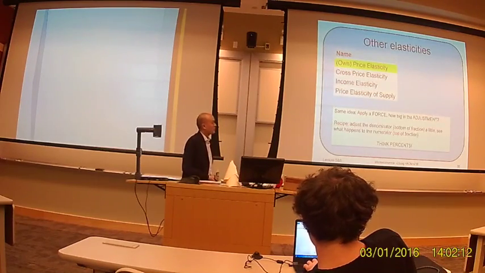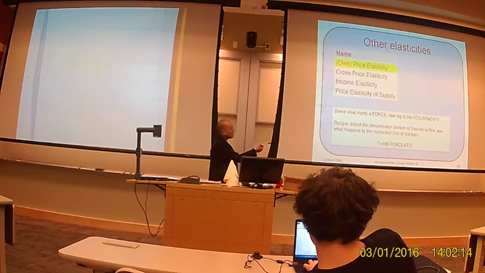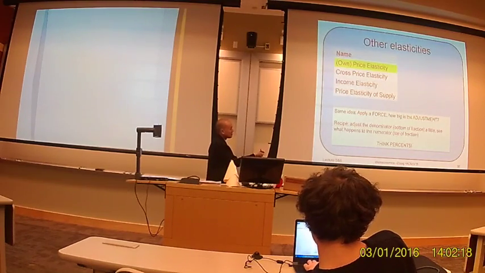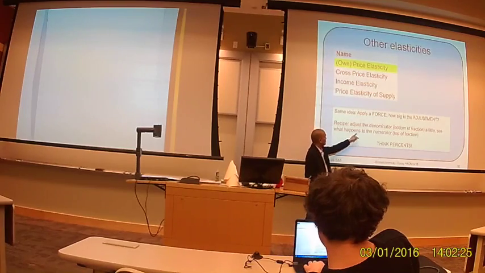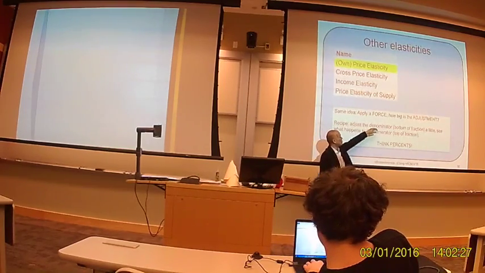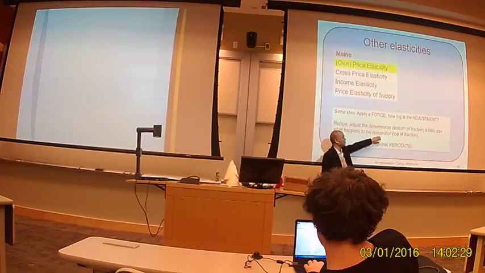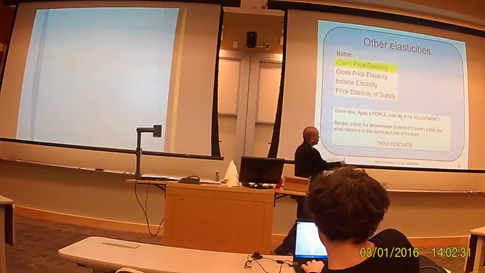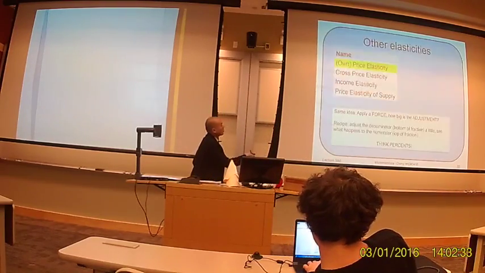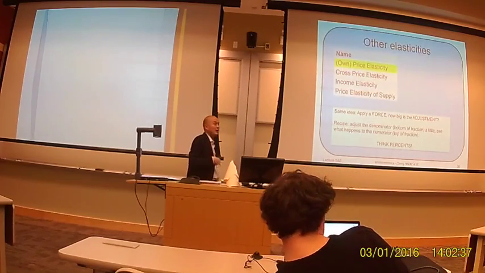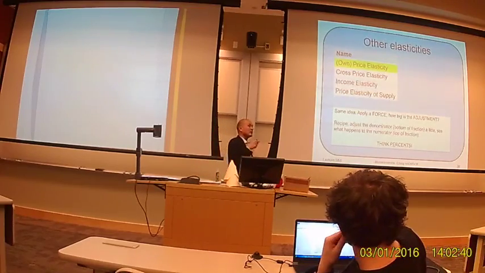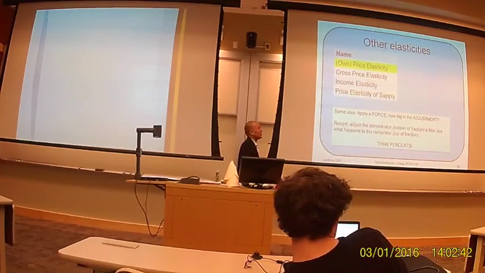So for other elasticities we have the same idea: apply a force, how big is the adjustment. The recipe is just we change either the denominator, the bottom fraction, a little, and see what happens to the top fraction. But what we change on the bottom and what we look for at the top is going to change. We always are using percents. So with own price elasticity, we were using the percent change of the good we're thinking about, price, and the quantity demanded of the good we're thinking about.